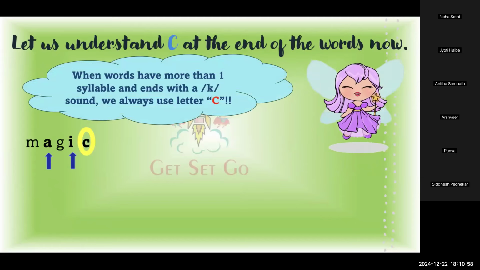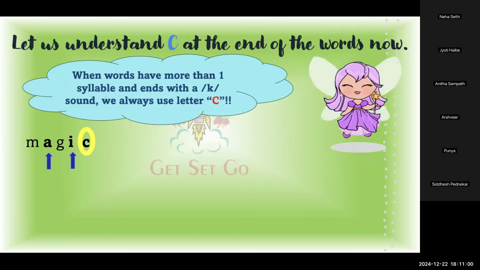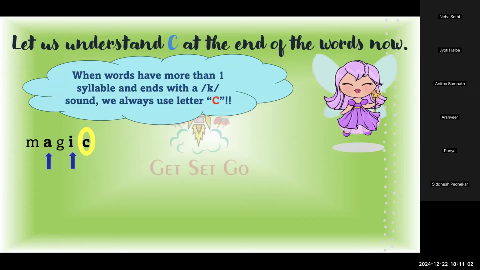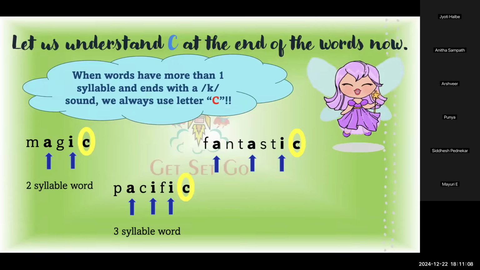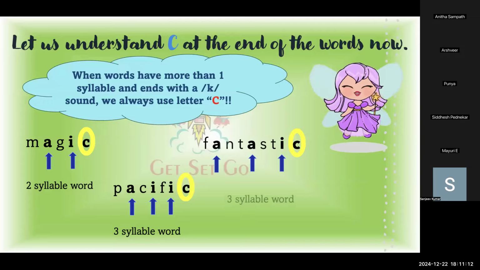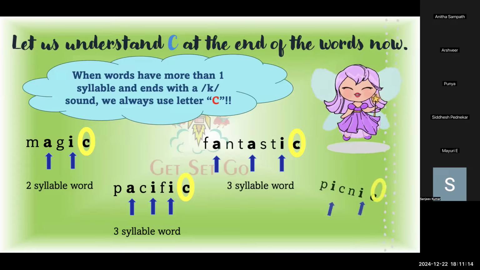So then you will see the third type of the sound where you write C at the end of the words. Why are we writing C in these words? Because they are more than one syllable words. So the explanation is there, arrows are there, the circled C is there. So three syllable word, two syllables.